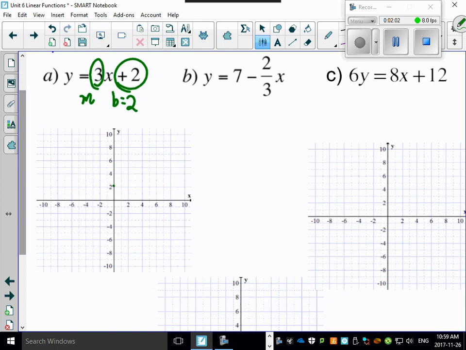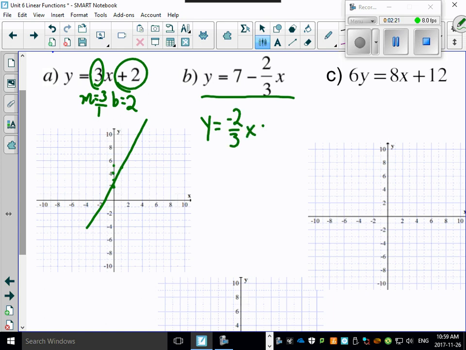Starting at 2. Boom. Rise is 3. Run is 1. Rise of 3. 1, 2, 3. Run of 1. Boom. Look how beautiful that graph is. Really easy to do. Take a look at this one. Yeah, I know it looks a little strange. It's just written backwards. That's all.